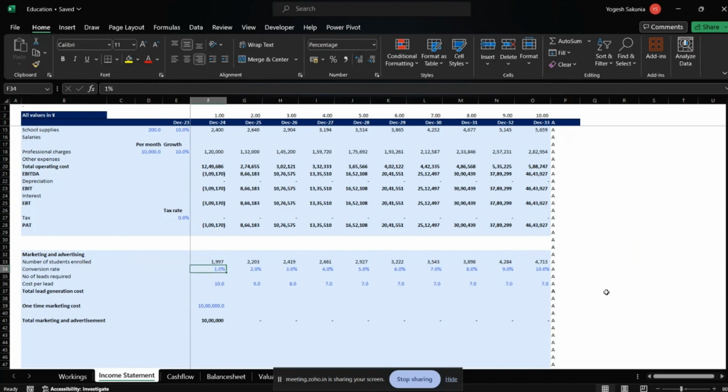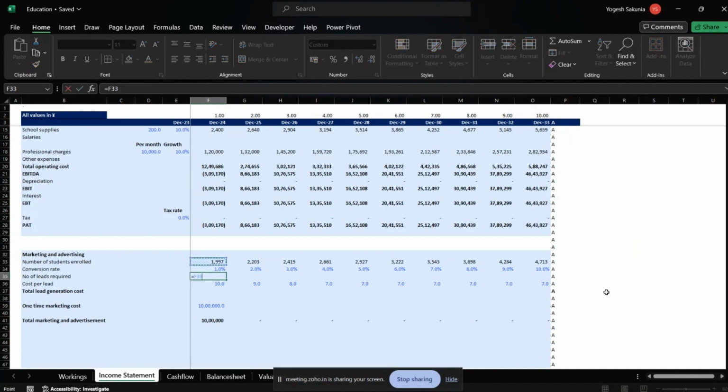So if you are enrolling these many students, then how many leads are required? To understand that, we need something called the conversion rate. So what is the conversion rate? It tells us that if 100 people are inquiring for our course, 1% will be joining the course. So to get to almost 2000 students, you would need 20,000 leads. That is the conversion rate.